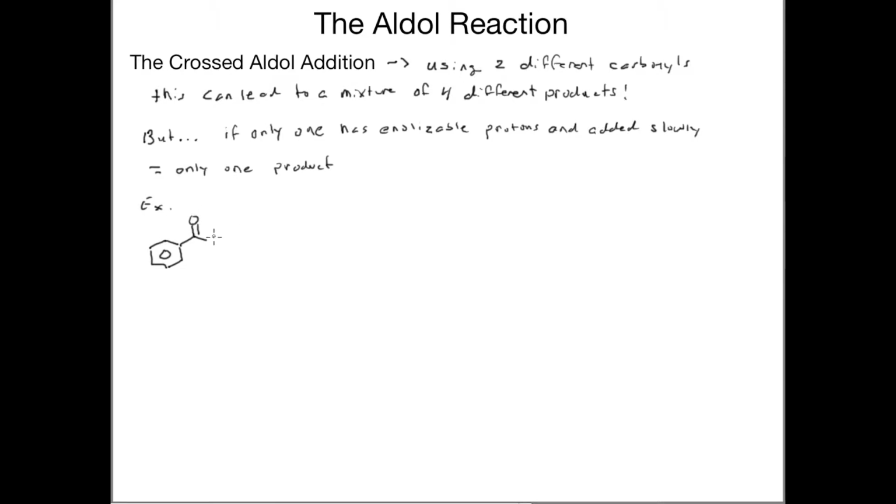So here is an aldehyde, benzaldehyde, with no alpha hydrogens. And then we have acetaldehyde here that has only one set of alpha hydrogens. So if I treat this with base, then I form, of course, the enolate from the acetaldehyde. I'm going to add to my benzaldehyde, and I'm going to form this guy here.